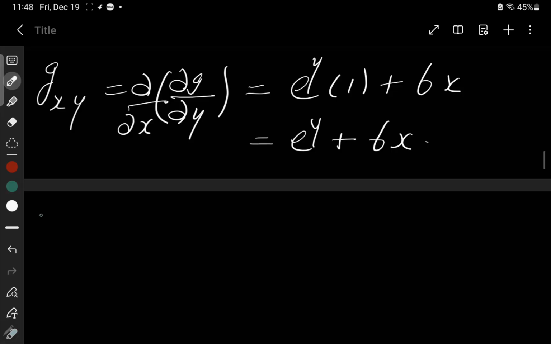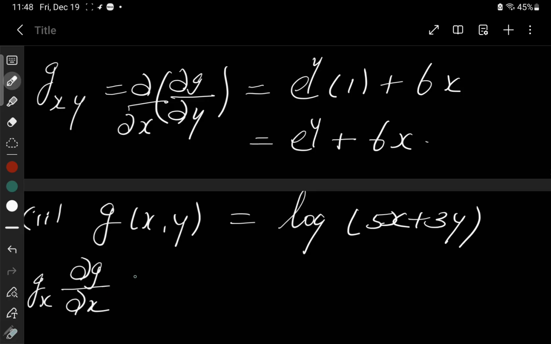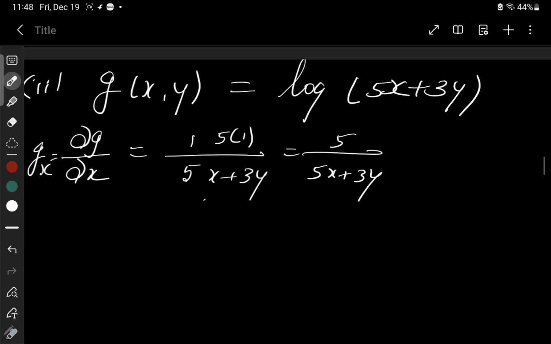Next sum, next subdivision, g of x comma y is log of 5x plus 3y. Dou g by dou x, this is your gx. So 1 by, log x is 1 by x, so 1 by 5x plus 3y, and differentiate this term with respect to x. So 5 into 1, and 3y is 0. So 5 by 5x plus 3y. Differentiate again this with respect to x, that is gxx.